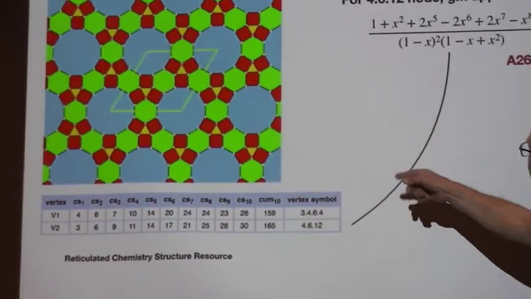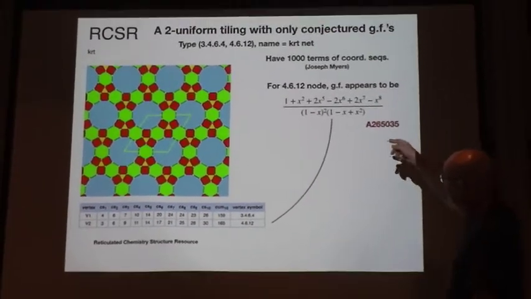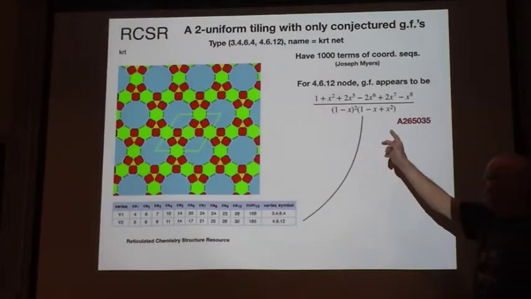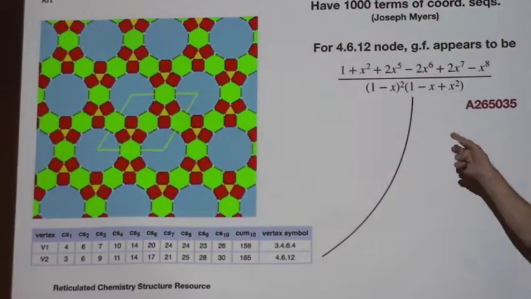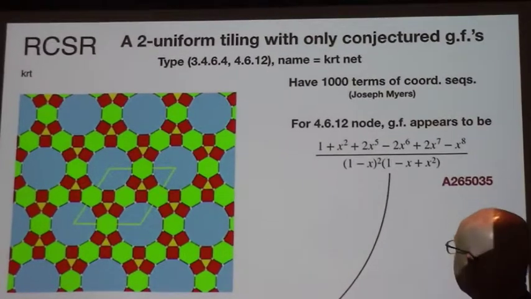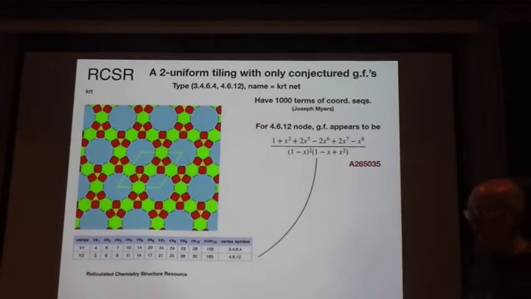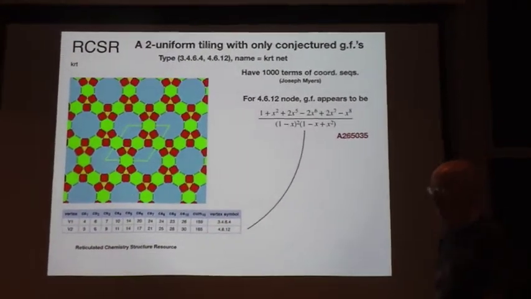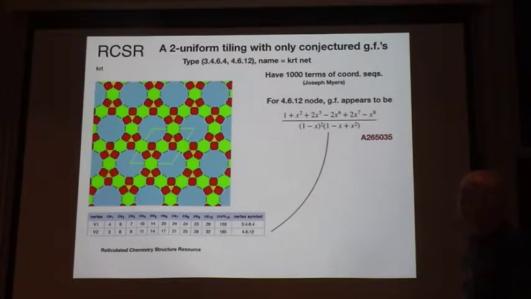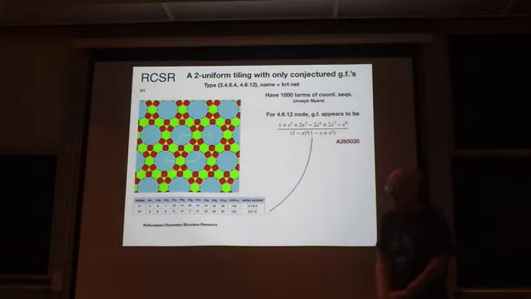So for this particular one, Joseph Myers worked out 1,000 terms. And using the 1,000 terms, we could guess a generating function. This is an open question. Is there a proof? You don't need 1,000 terms, probably 20 even now. But to be safe, it's nice if it works for 1,000 terms. It gives you more confidence. I would like a proof of this.